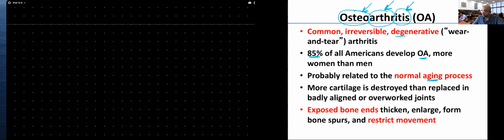Some of it is related to age. So we say that it's a normal aging process, like hair thinning, for example, or wrinkles. We say that almost everybody gets osteoarthritis. So it's going to be a normal aging process in which I will be breaking down the cartilage more than what I am building up. Here I have more destruction of the cartilage than what gets replaced.